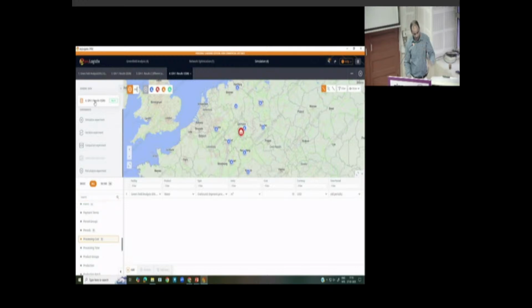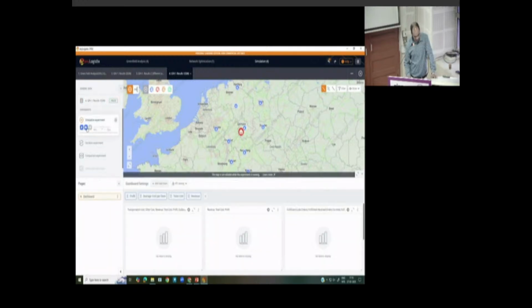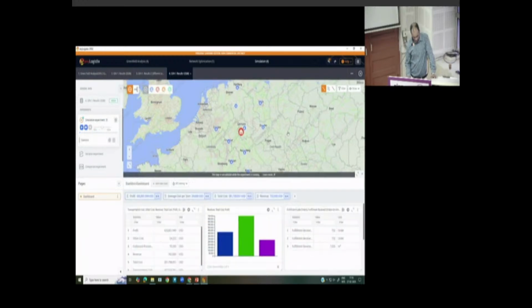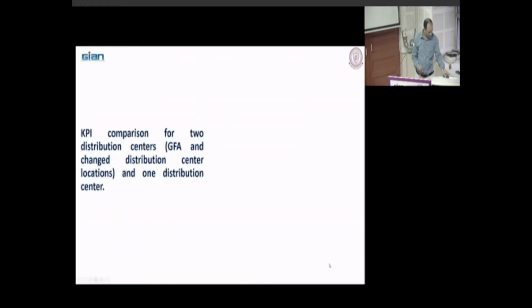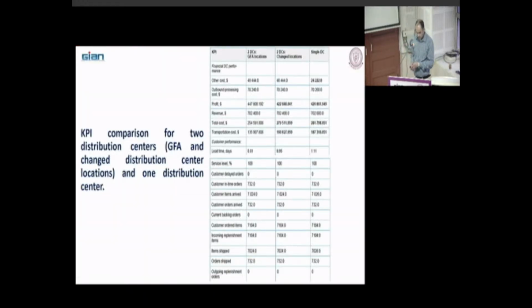Then now let me run it again without the visualization. I am running it. Then profit is 420. Okay, so now let's see the results. These are the three results, basically 3 cases. So first one is the DC, 2 locations, two distribution center, profit, revenue. In all 3 cases, revenue is same. Why is revenue same? Demand is same, so revenue is same.